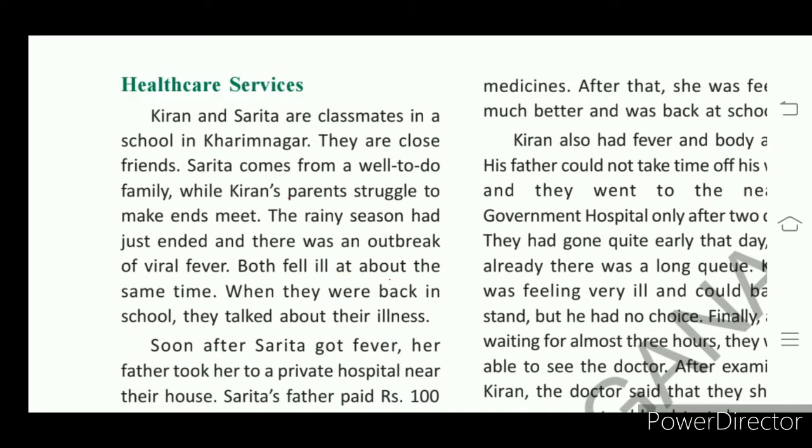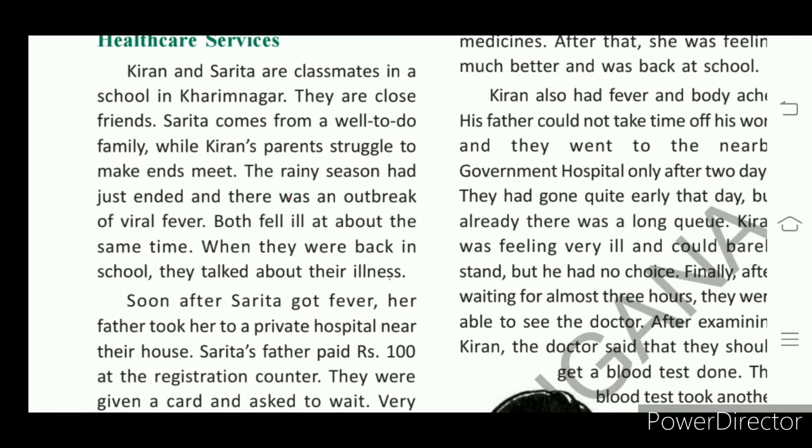Kiran and Sarita are classmates in a school in Karimnagar. Okay, they are very close friends, and Sarita comes from a well-to-do family. What do you mean by a well-to-do family?